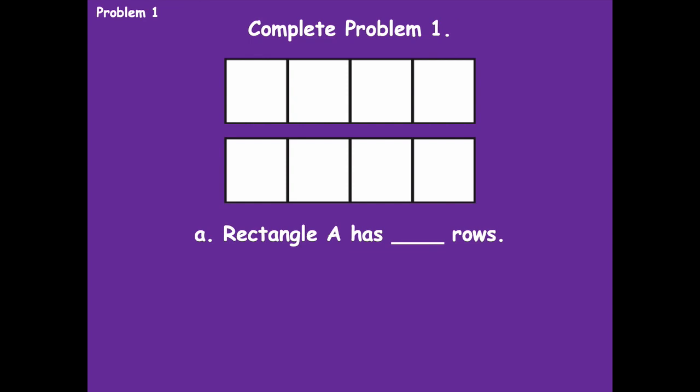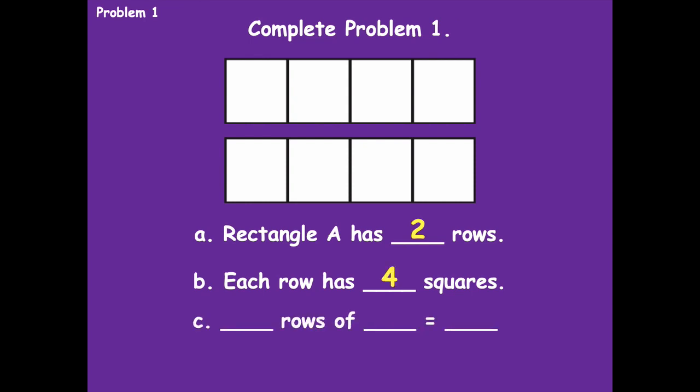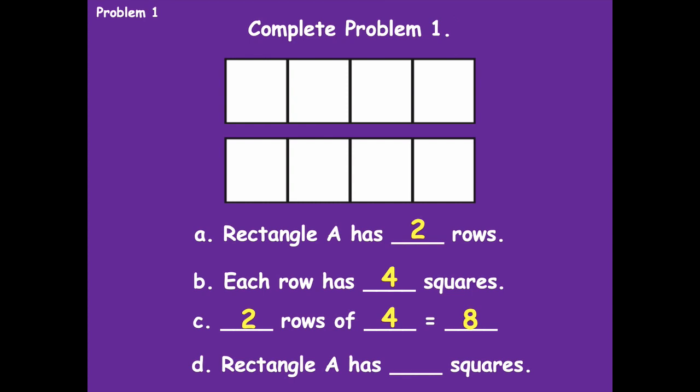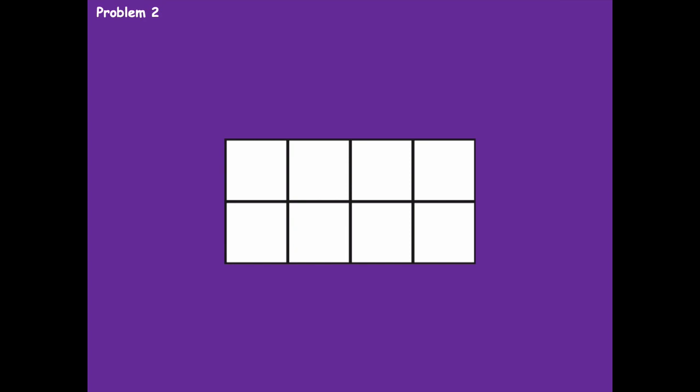Okay, so A says rectangle A has how many rows, friends? Two rows, perfect. Each row has how many squares? Four squares. And then C says blank rows of blank equals blank. So how many rows? So two. Two rows of four equal eight. You got it. All right, so rectangle A has how many squares? Eight squares. Awesome.